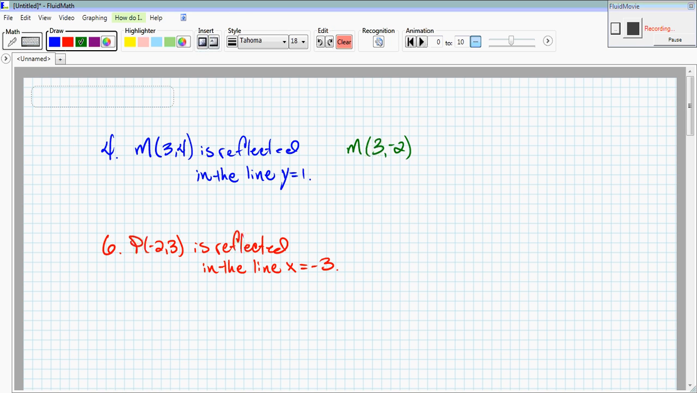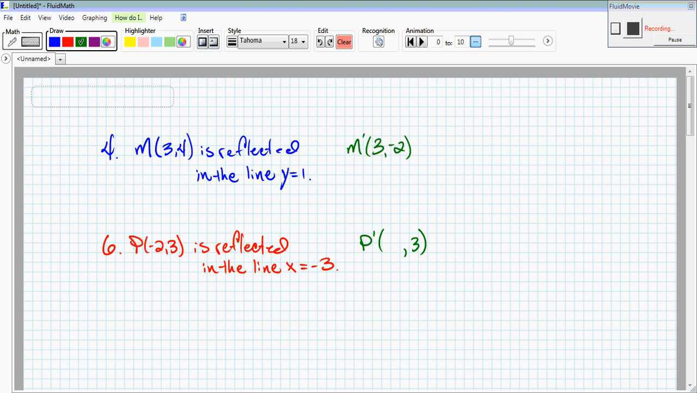Now, very similar, but somewhat different, is question 6. What we're doing is reflecting P, sorry, it should be P prime, in the line x equals negative 3. Now this is a vertical line. When you reflect over a vertical line, the left to right orientation does change, so x changes, but the top to bottom orientation doesn't, so the y-coordinate stays the same. In this case, the y-coordinate is going to be 3.